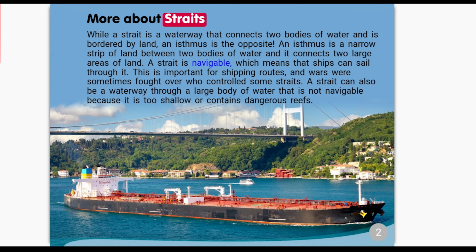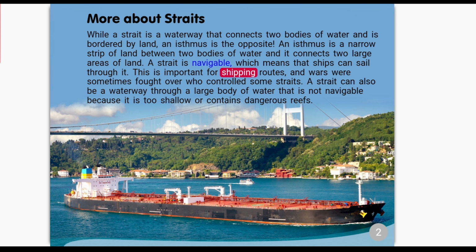More about straits. While a strait is a waterway that connects two bodies of water and is bordered by land, an isthmus is the opposite. An isthmus is a narrow strip of land between two bodies of water, and it connects two large areas of land. A strait is navigable, which means that ships can sail through it.